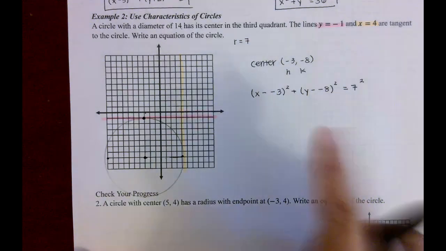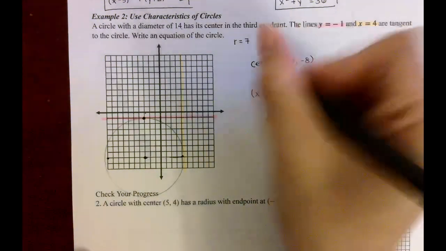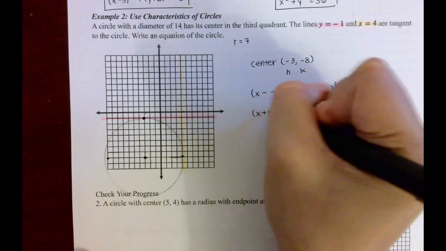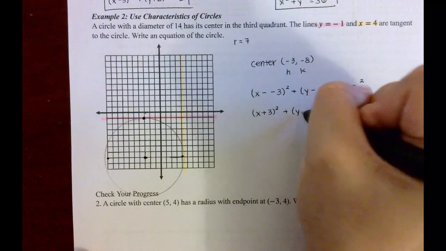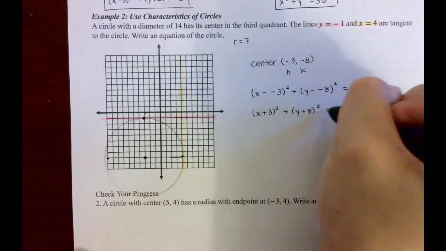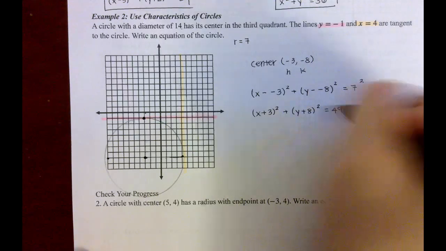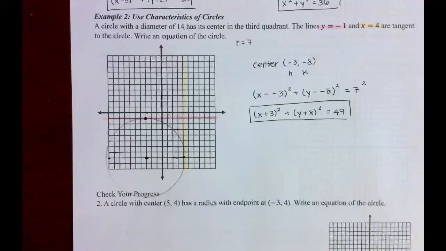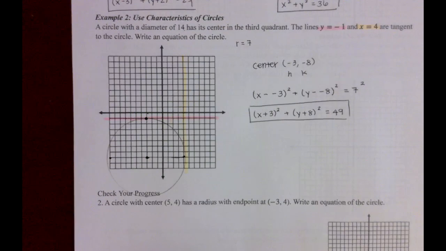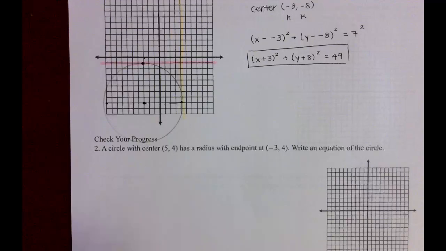Okay? And then I'm just going to simplify my minus and negative. That would make it plus, so x plus 3 squared. Simplify my minus and negative. That will be plus, so y plus 8 squared. And 7 squared is 49. And there is my equation of the circle. Okay? So why don't you try CYP2 and then come check your answer when you're done.